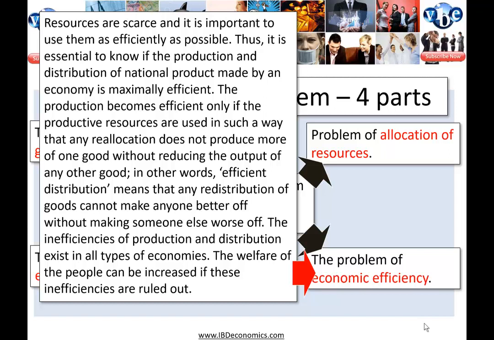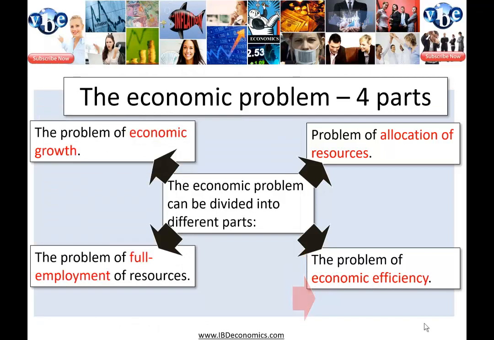In other words, efficient distribution means that any redistribution of goods cannot make anyone better off without making someone else worse off. The inefficiencies of production and distribution exist in all types of economies, every single economy around the world. And we know that from that definition, from this fact, the welfare of the people can be increased if these inefficiencies can be minimized, eliminated even.